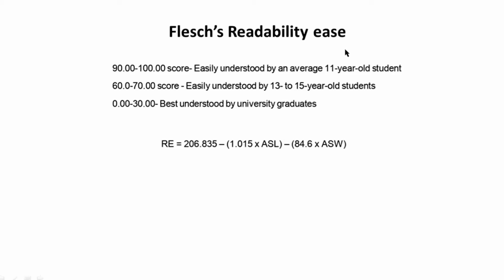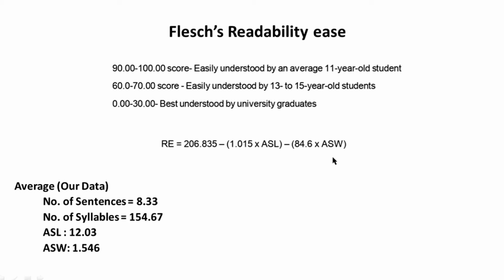We can test the Flesch readability ease with the following formula. If the readability ease is 90 to 100, it can be understood by the 11-year-old student. If it is 60 to 70, it can be understood by the 13 to 15-year-old students. If it is 0 to 30, it is best fit for the university students. The readability ease can be calculated with the following formula.